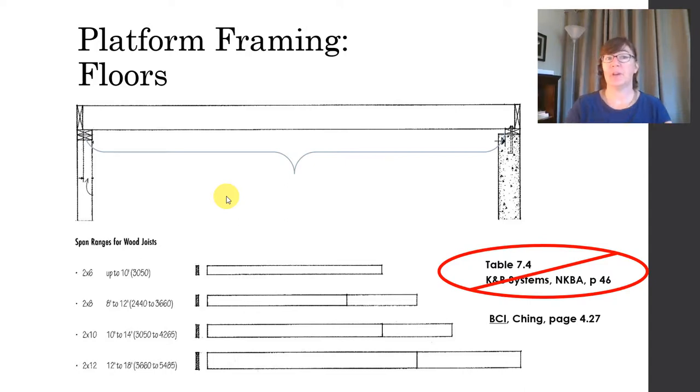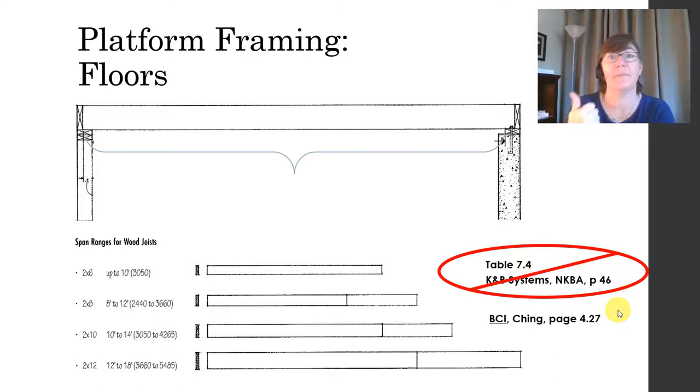Let's investigate this notion of span again. So right here we have kind of a section view of a floor joist. So the span is going to be from here all the way to over here. It is as far as that joist bridges between these two supports. Your textbook has a very complicated table, 7.4 on page 46, of how far different sizes of floor joists can span. It's ridiculously complicated, and I want you to use this instead.